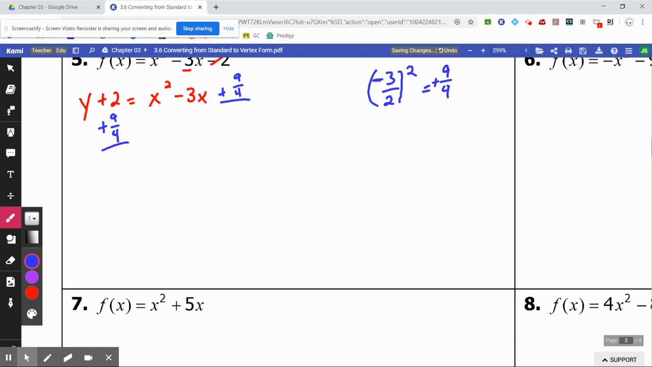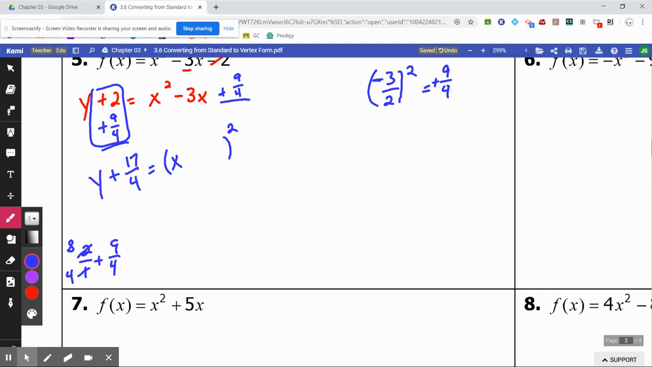Okay, in order to combine these, I need some common denominators. So I've got to do 2 over 1 plus 9 over 4. Common denominator is going to be 4. Let's multiply top and bottom by 4. It gives me an 8 over 4. So I now have y plus 17 over 4 equals. Let's factor the right side. It's going to be a perfect square.